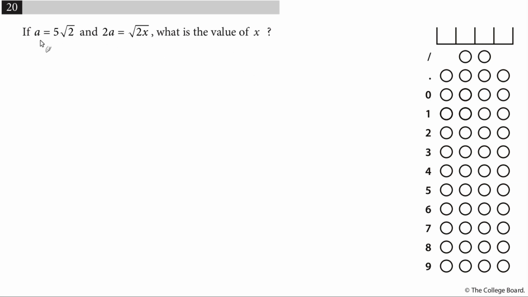So what I'll do is this. I will take this value and plug it in for a. So I will have 2 times 5 root 2 equals the square root of 2x. I will multiply the 2 times 5 root 2, and it doesn't distribute. There's no plus between here. This is a number outside of a root. This is a number outside of a root. So 2 times 5 root 2 is 10 root 2.